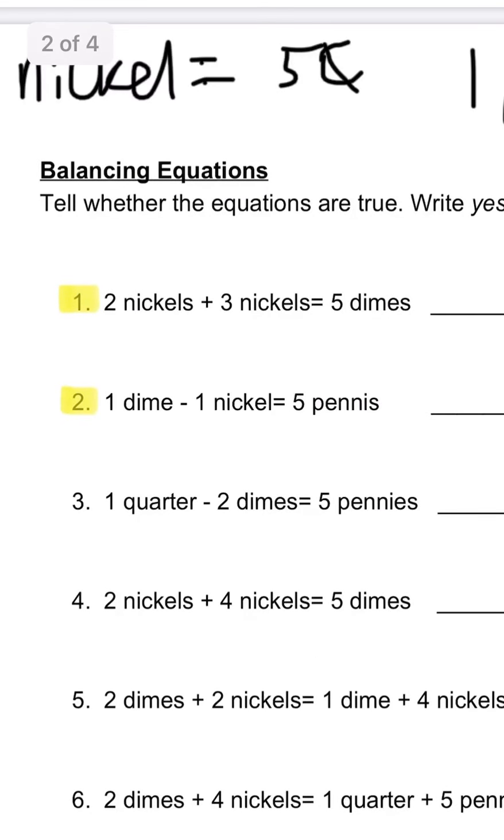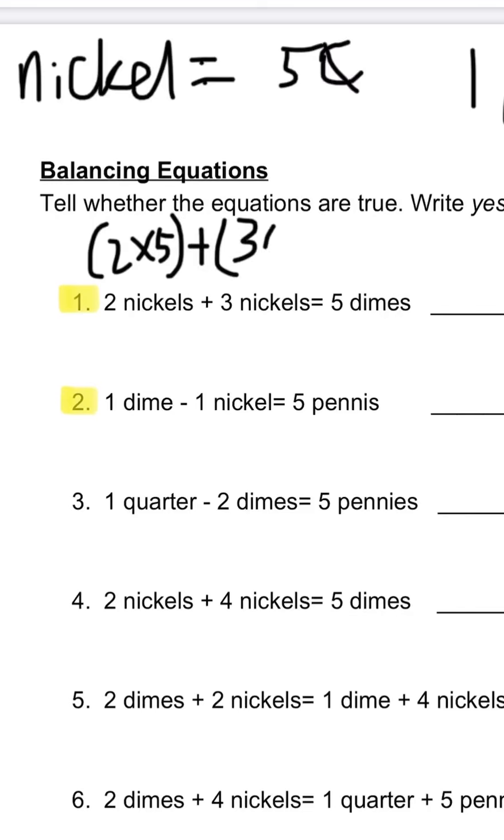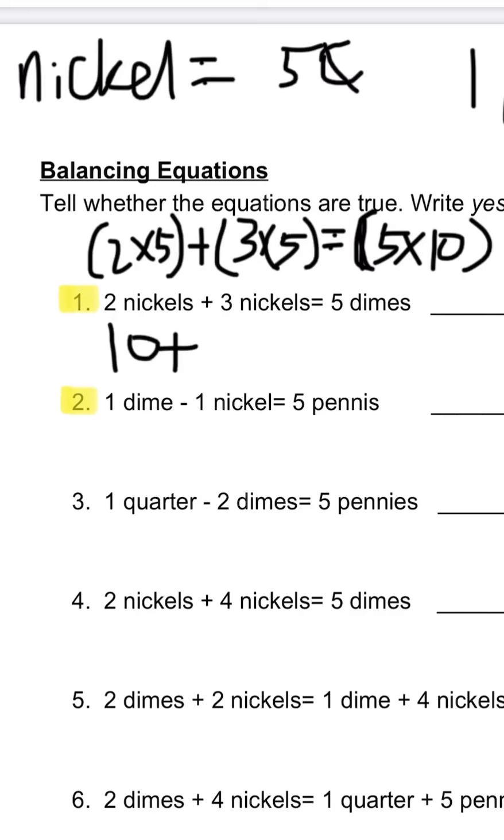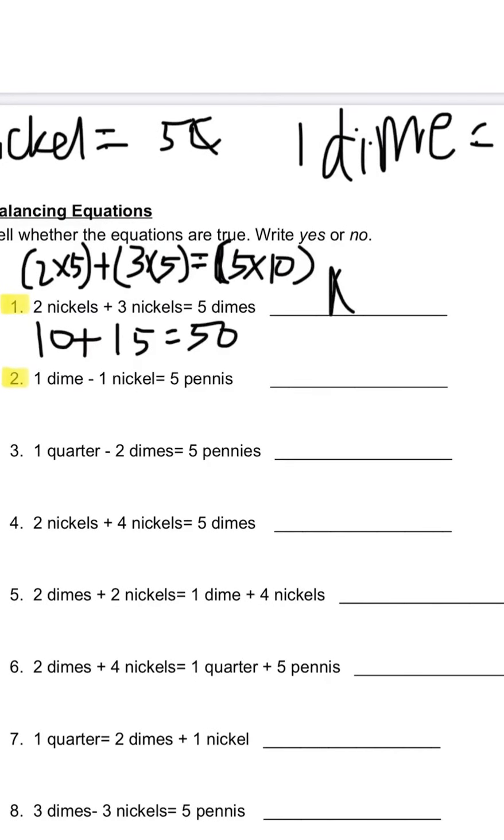So since we have 2 nickels, we're going to do 2 times 5, plus 3 nickels, so it's going to be 3 times 5, equals 5 dimes. Now each dime is 10 cents, so we're just going to do 5 times 10. Okay, now we're going to solve this out. 2 times 5 is 10, plus 3 times 5 is 15, equals 50. So does 10 plus 15 equal 50? It doesn't. It equals 25. So we're going to write no on the side.